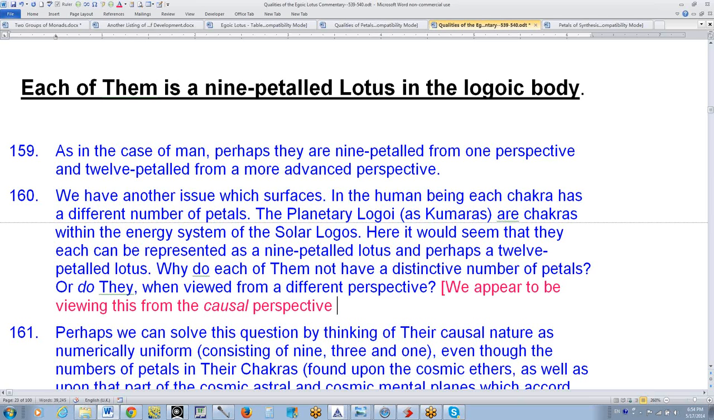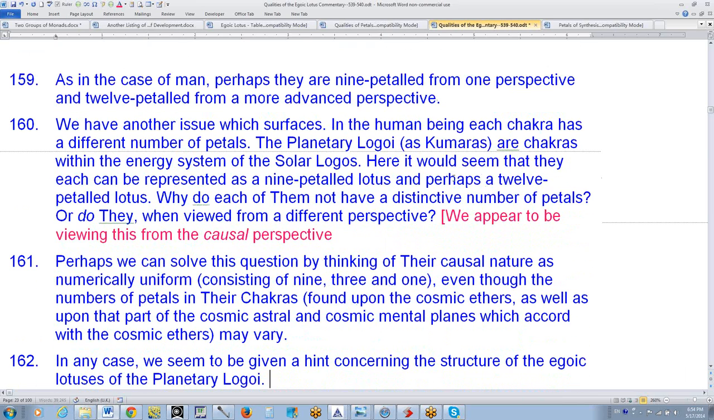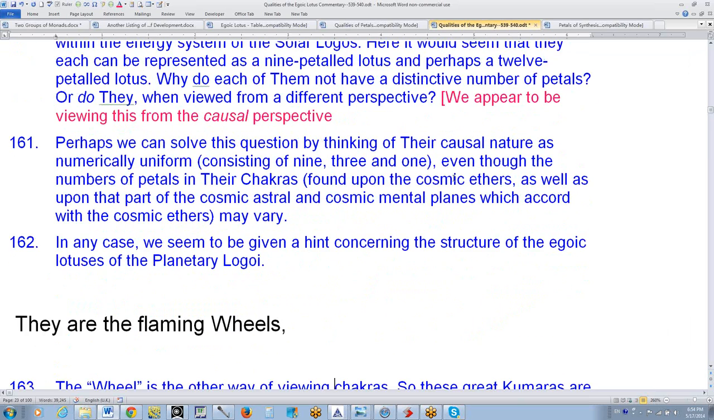Perhaps we can solve this question by thinking of their causal nature as numerically uniform, right, consisting of 9, 3, and 1, just like the man, even though the numbers of the petals in their chakras found upon the cosmic ethers as well as upon the cosmic astral and all of that will vary. In other words, what they appear to be on the lower planes in terms of the number of petals they have may vary from what they are causally. In any case, we seem to be given a hint here concerning the structure of the egoic lotuses of the planetary logoi. Ninefold, it appears, from HPB's perspective.